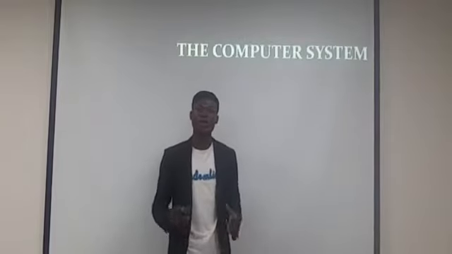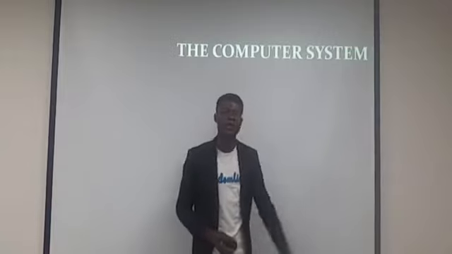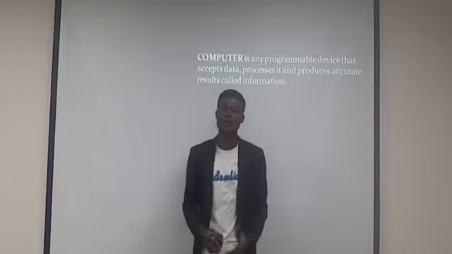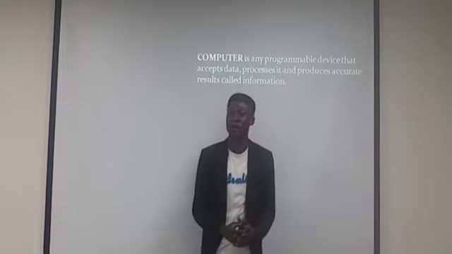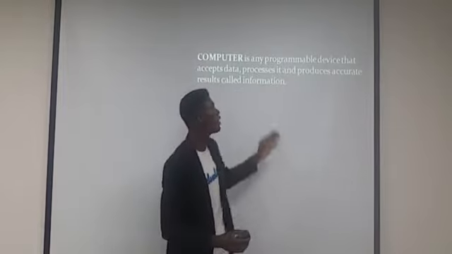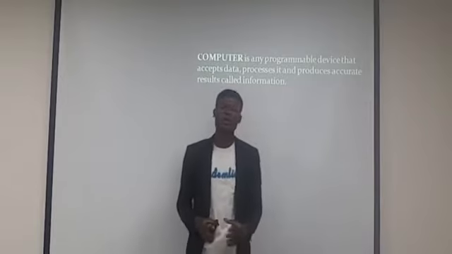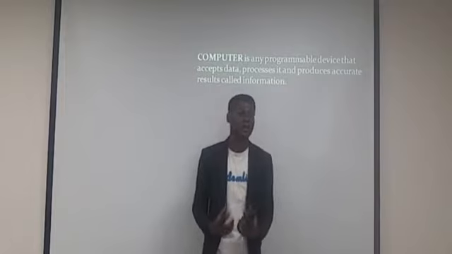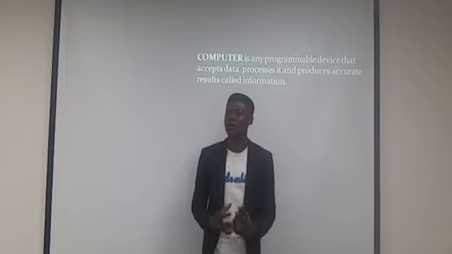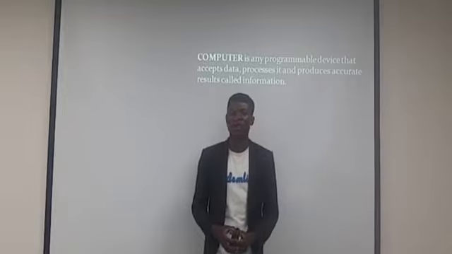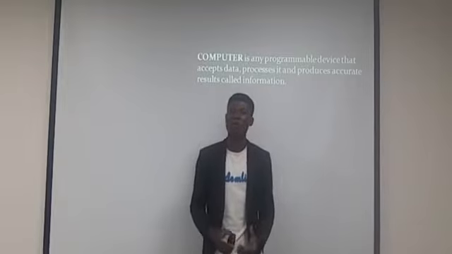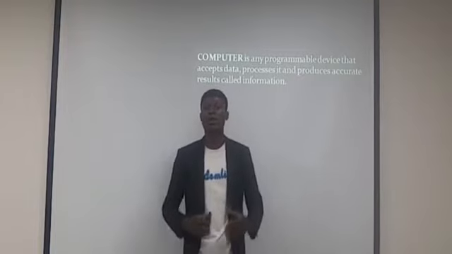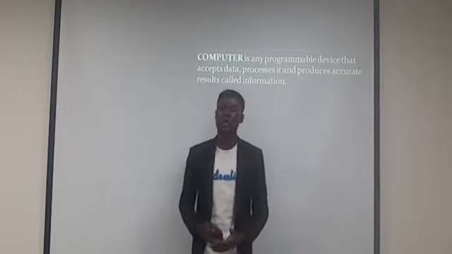Alright? So before we go into saying what the computer system is, let us divide this into two, the computer and the system, and know what they are separately before we come back to bring them together, okay? Now, we want to look at what the computer is. The computer is any programmable device that can accept data, process it, and then give us accurate result, which we can refer to as information. Alright? So any device that is programmable and can accept data, process it, and give us an accurate result or information, we can refer to such as computer.